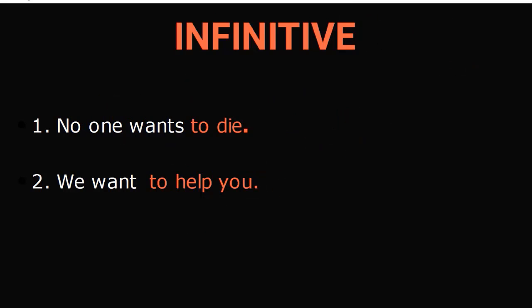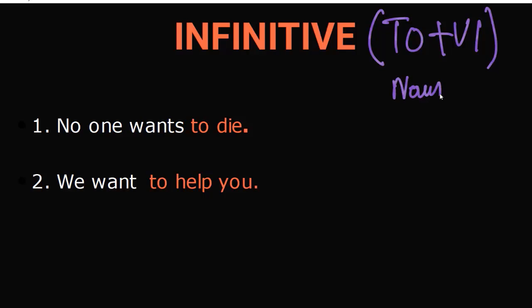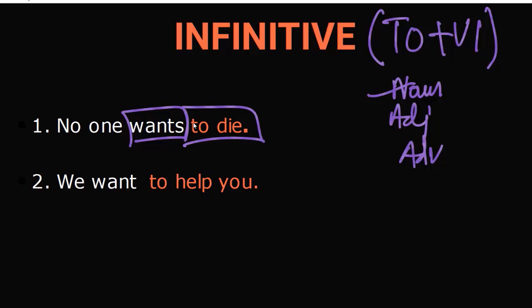Next, infinitive. It can also be an infinitive. Now, what is an infinitive? It is to plus the base form of a verb, which functions either as a noun, or as an adjective or as an adverb. But here it will function as a noun. Examples. No one wants to die. No one wants. Can you want something? Absolutely. You can want a person, I want you. You can want a thing, I want a phone. You can also want an action, I want to die. Here, nobody wants to die. Wants what? To die, which is an infinitive. To plus base form of verb, die. Second, we want to help you.